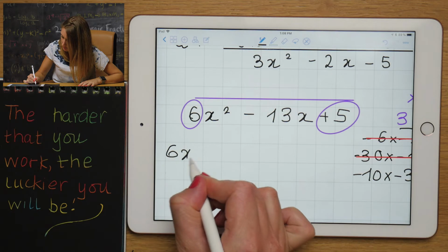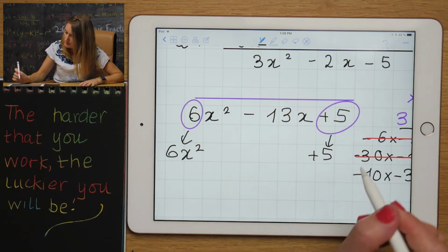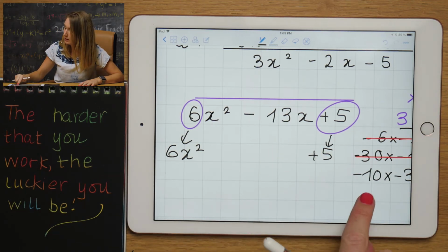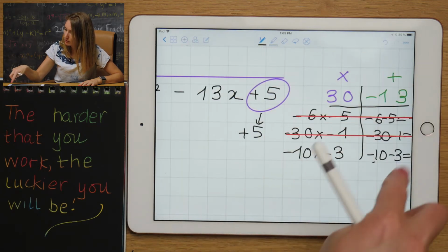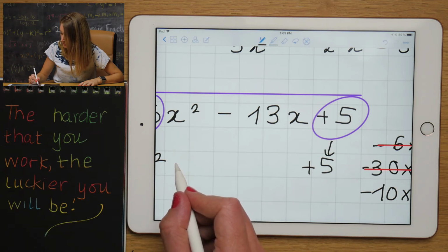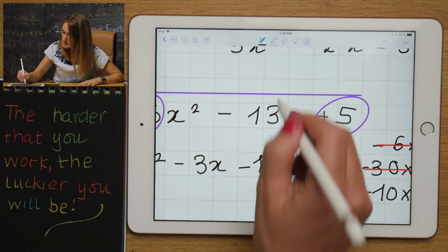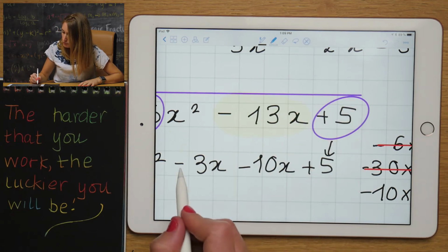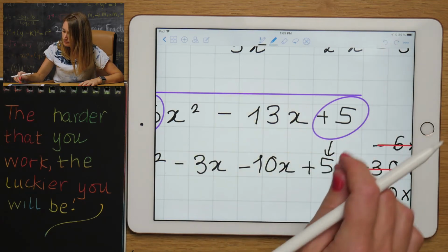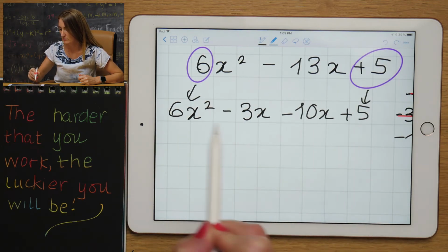Now this is where it gets a little bit tricky. You're going to copy the beginning and the end ones, they're going to stay exactly the same. Now the minus 13, you're going to break down into two parts using your answers from the little grid that you've created over here. So you're going to break minus 13 down into minus 3x and minus 10x. You can see if you put them back together, if you do minus 3 minus 10, that will give you minus 13 back.